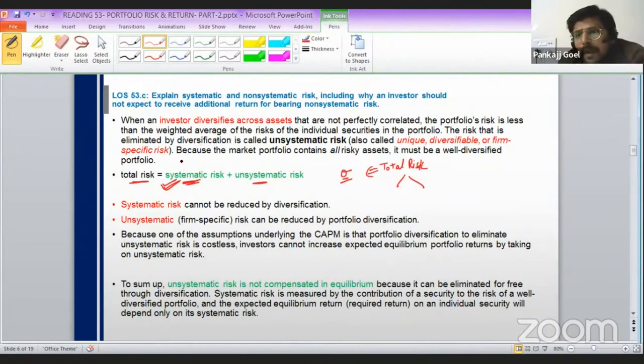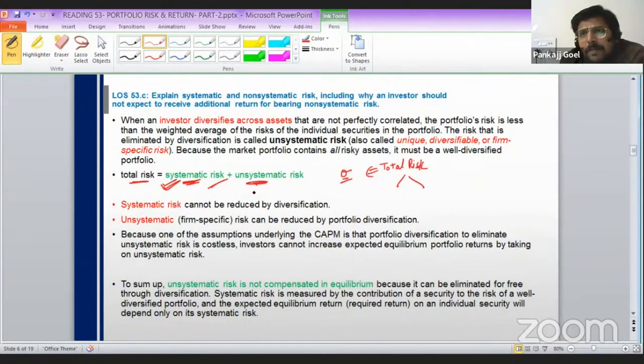For example, high inflation, low GDP, higher taxes, COVID, all these are examples of systematic risk. Unsystematic risk is that risk which is because of a specific situation. It means by taking some appropriate action, we can actually diversify or eliminate it.